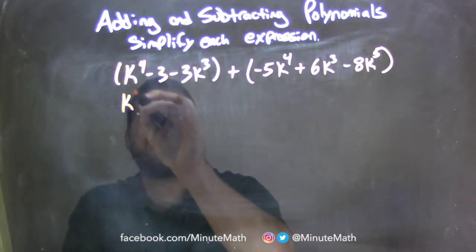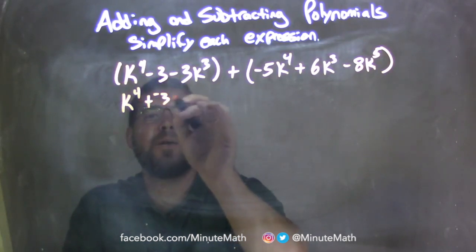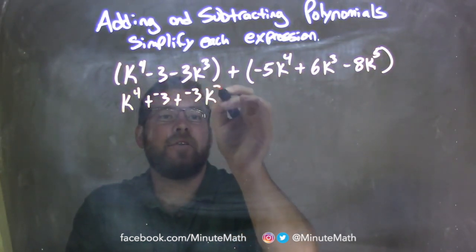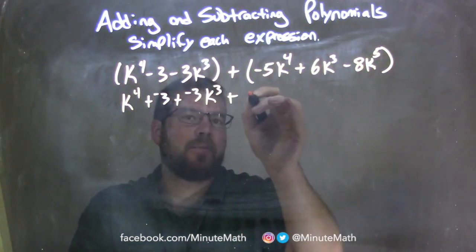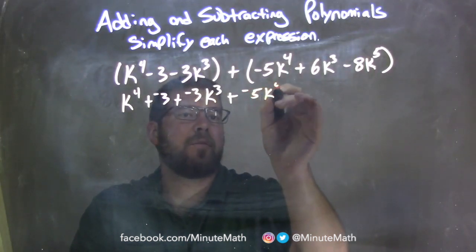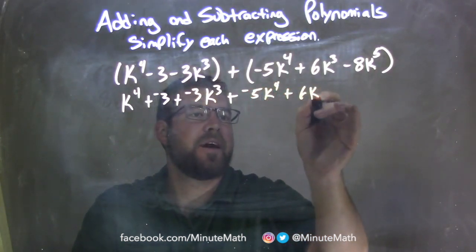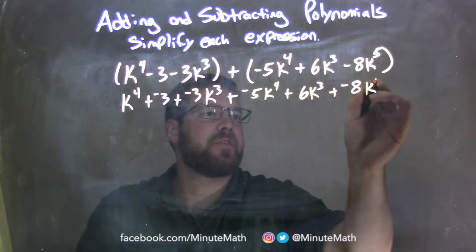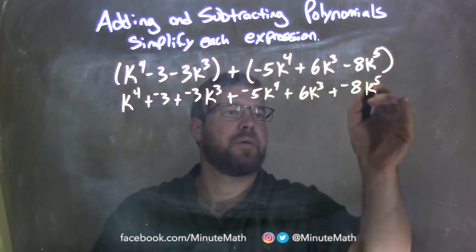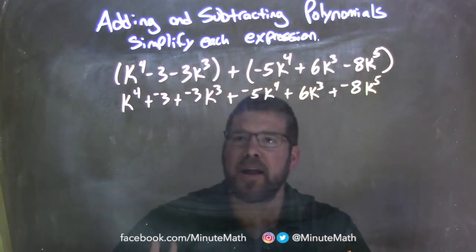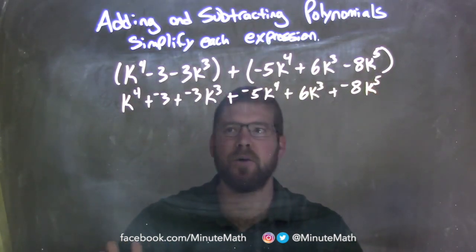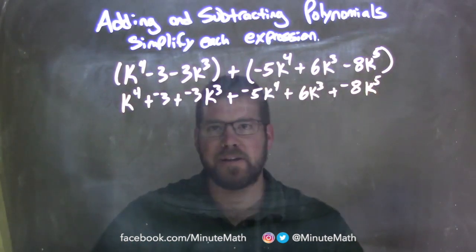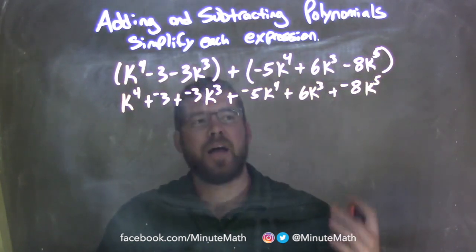So I'm going to rewrite this: k to the fourth plus a negative 3 plus a negative 3k to the third plus, and then here plus a negative 5k to the fourth plus 6k to the third plus a negative 8k to the fifth. Okay. So now that I have all addition, I find it easier to now use the commutative property to rearrange. Let's put our highest degree first and put our like terms together.